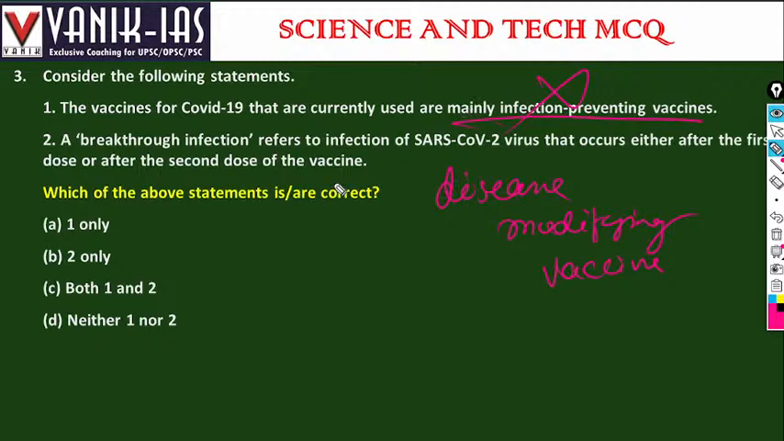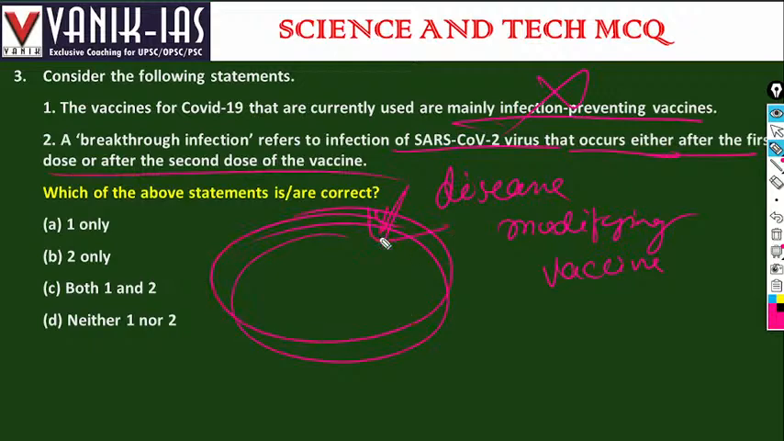Next is the breakthrough infection. It refers to infection of COVID virus that occurs even after the first dose or second dose of vaccine. Yes, so the infection occurs. When the virus enters the protective barrier of antibodies, because you have already taken a vaccine, that is called a breakthrough infection. So the second statement is right.